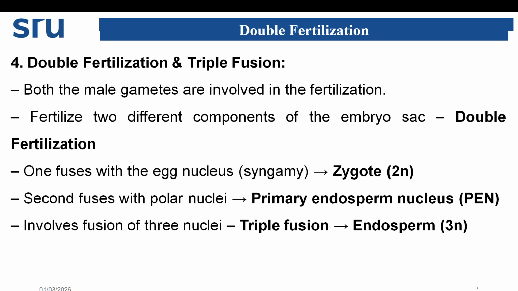Fourth step is double fertilization and triple fusion. Both the male gametes are involved in the fertilization. They fertilize two different components of the embryo sac, that's why the name is double fertilization. One male gamete fuses with the egg nucleus, that is called syngamy, to produce a diploid zygote. Another male gamete fuses with the polar nuclei to form the triploid primary endosperm nucleus. It involves fusion of three nuclei, that is why it is called triple fusion.